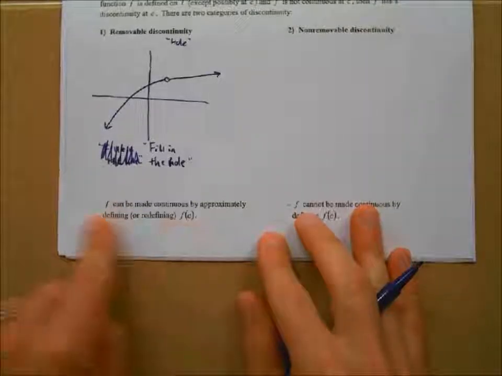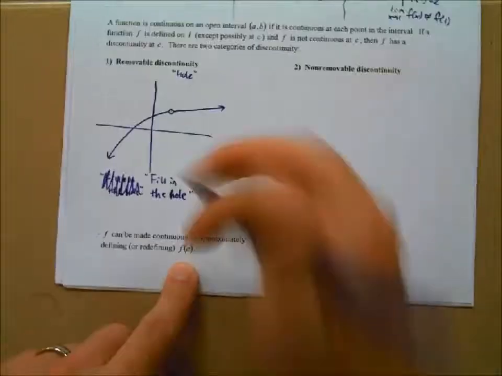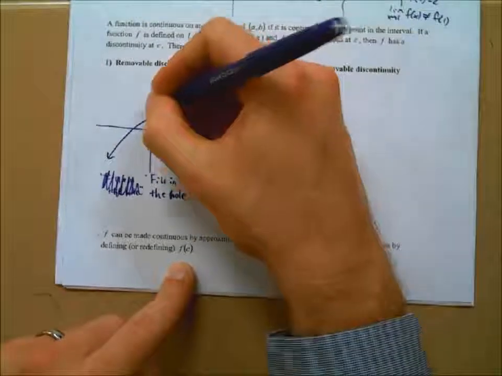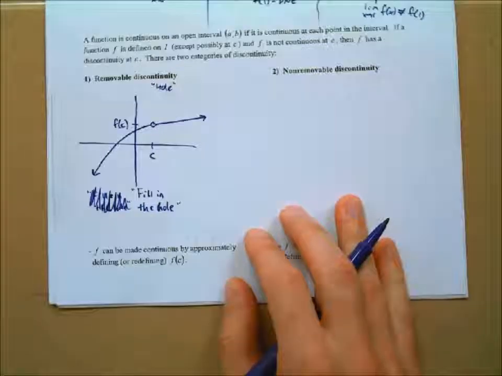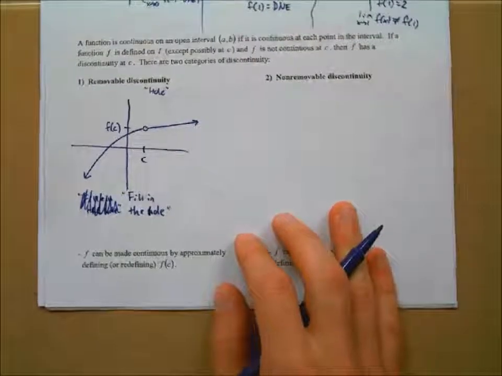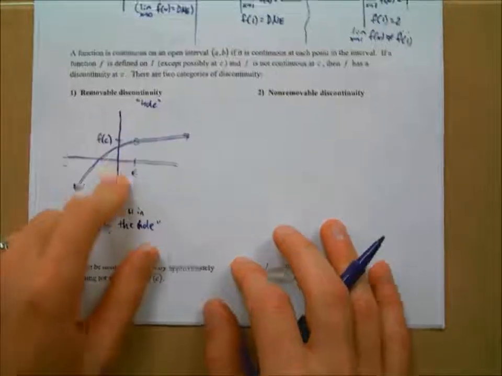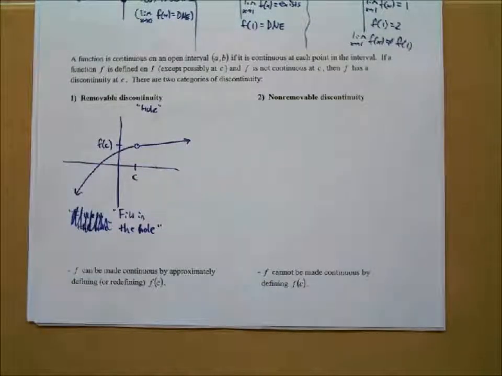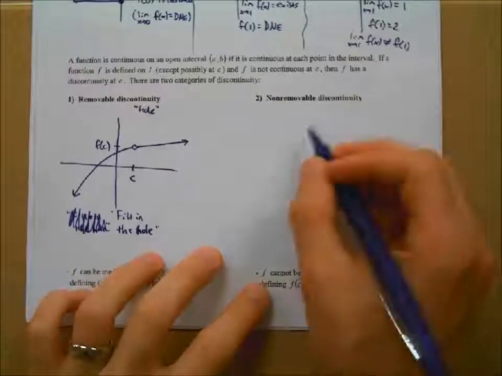So f can be made continuous by appropriately defining or redefining f of c, right? So again, this would be c and then f of c right there. Okay, so if we redefine what f of c would be, we could fix it. We can fill it in, removing that discontinuity, right? The way we tend to see it show up is when we have a polynomial over a polynomial and we can factor and cancel, right? Factoring and canceling, that cancellation indicates there's a hole at that point where we're canceling stuff.